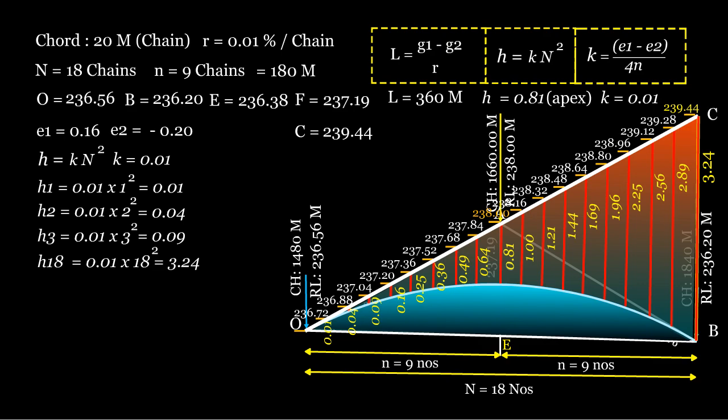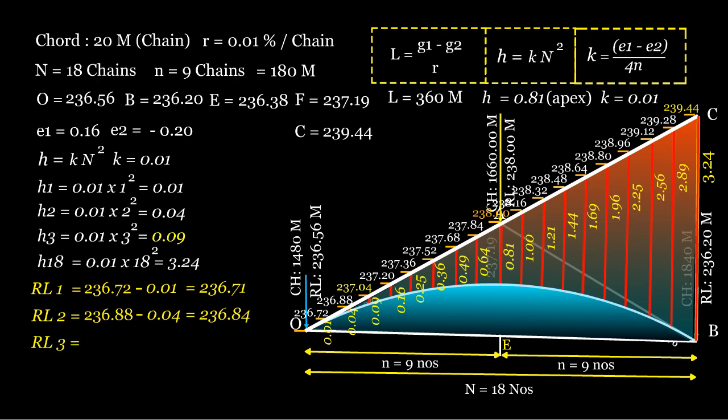Final RL values. That is, elevation value minus tangent correction. Final RL for the first peg. 236.72 minus 0.01 equals 236.71 meters. Final RL for the second peg. 236.88 minus 0.04 equals 236.84 meters. Final RL for the third peg. 237.04 minus 0.09 equals 236.95 meters.